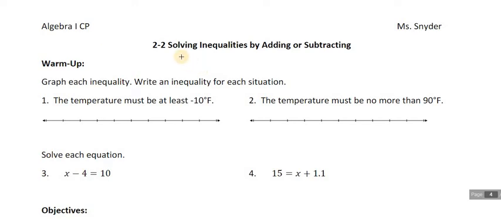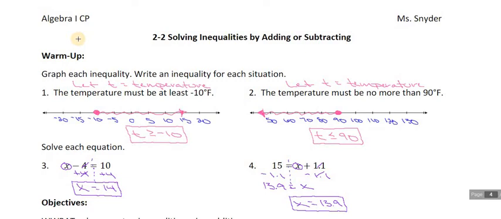In section 2.2, we're going to be solving inequalities by adding or subtracting. So we've got 4 warm-up problems, 2 of which deal with graphing an inequality based on the situation, and 2 in which we are just simply solving a one-step variable equation. All right, so here are our solutions.